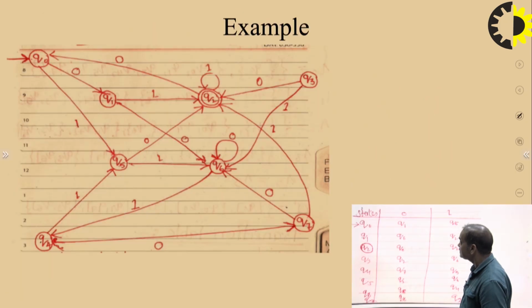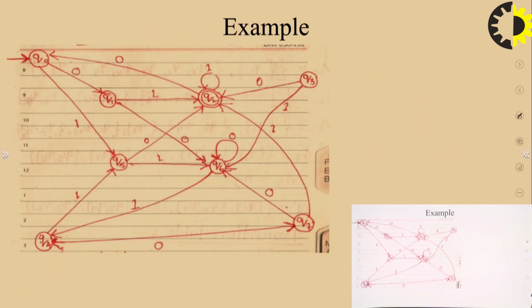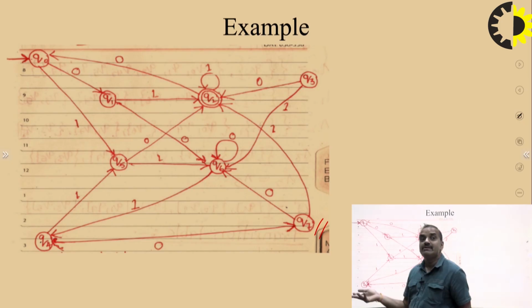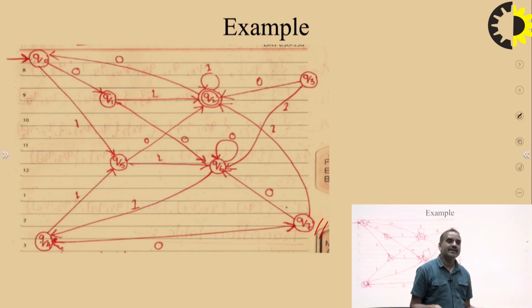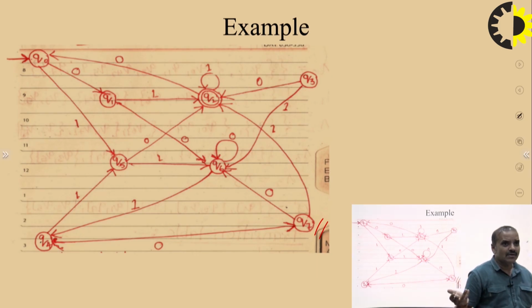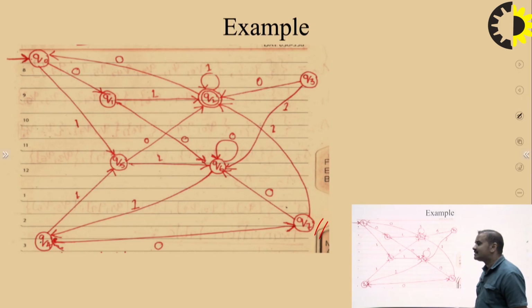This is a numerical where a machine is given in the form of a DFA. In this machine, there are 8 states, Q0 to Q7. The total number of states is 8, and we want to minimize this machine by using the equivalence relation. Sometimes you have to remove the dead state, but here there is no need to worry about the dead state.